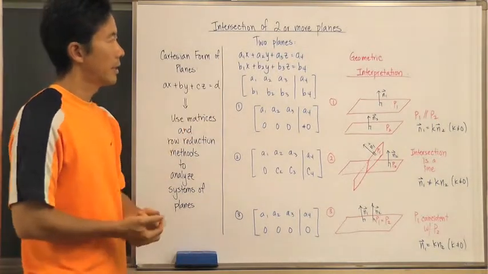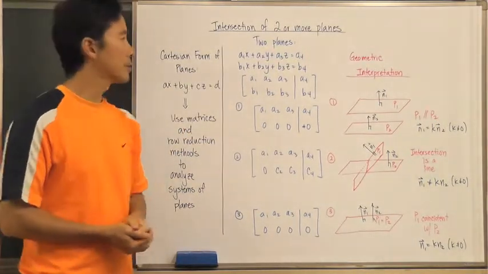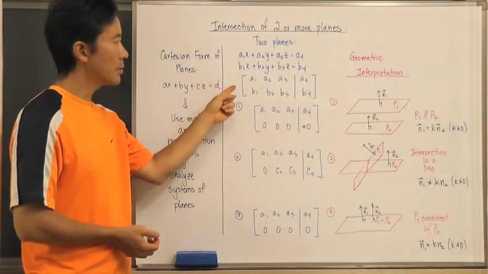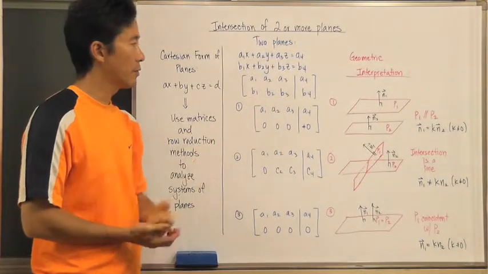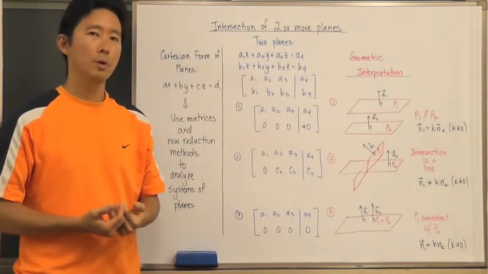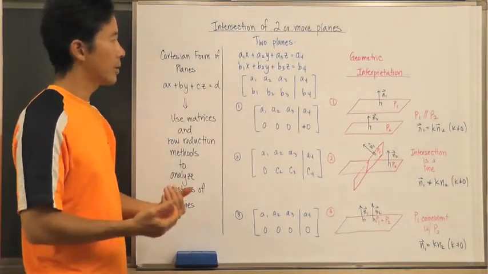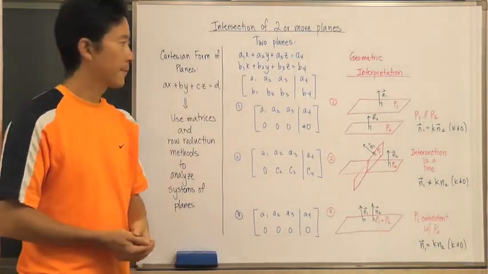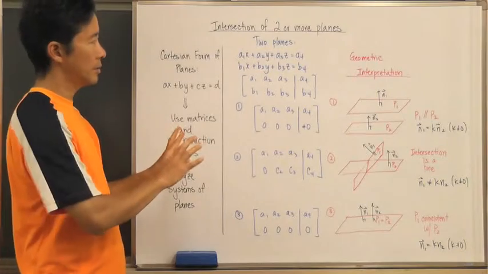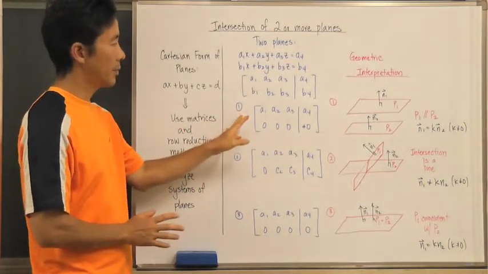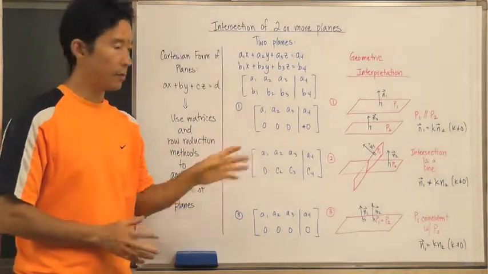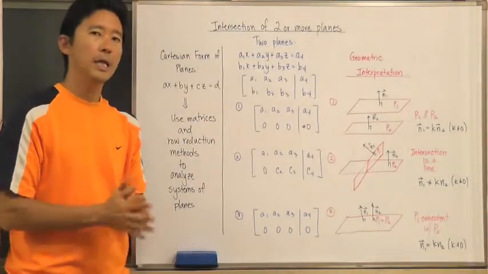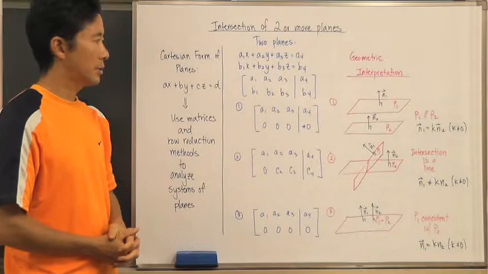Okay, so let's take a look at a situation where we have two planes, and notice that we have the Cartesian form of both of those planes. What we can do, of course, is change it into its matrix form, an augmented matrix form, and we can use row reduction properties to analyze the relationship between those two planes. Now, let's do two things at one time. We're going to take a look at both the augmented matrix form as well as the geometric interpretation so that we can hopefully make the connection between those two.